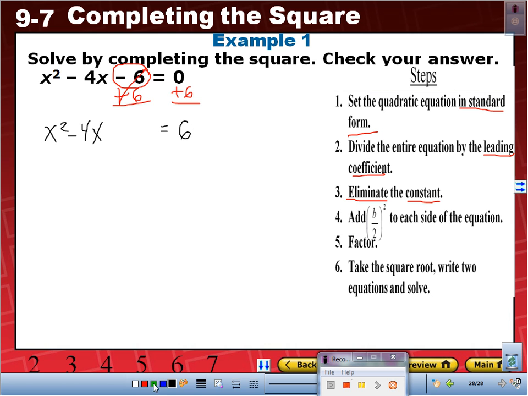Step 4, pens down, eyes up here. It says, add b over 2 squared. So first of all, by looking at this, what is b? Negative 4. Remember that? A, B, C. So b is negative 4. What is b over 2 squared? It looks like this. Add negative 4 over 2 squared. Write that down, please.